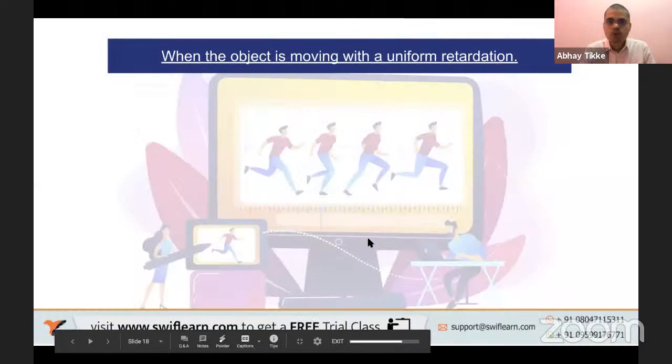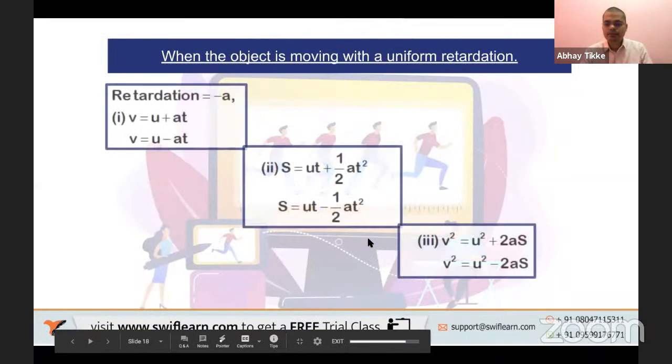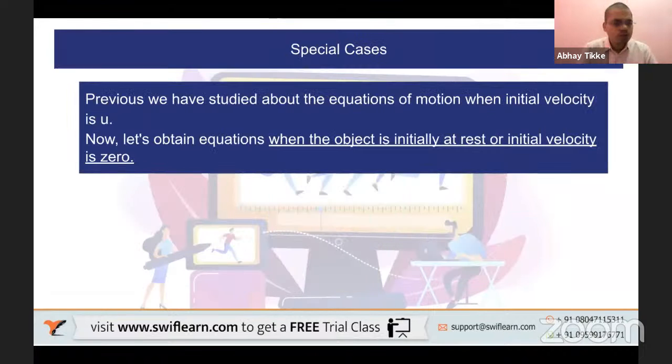Right. So special cases we'll discuss now. Previously we have studied the equations of motion when initial velocity is U. Right. Now let's obtain equations when the object is initially at rest और initial velocity is zero.